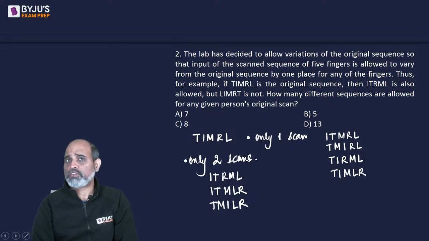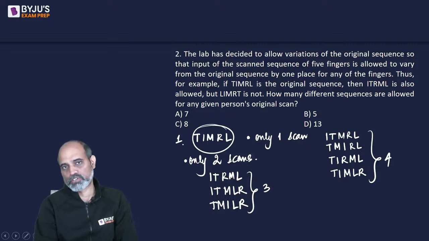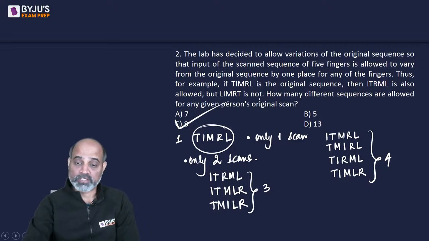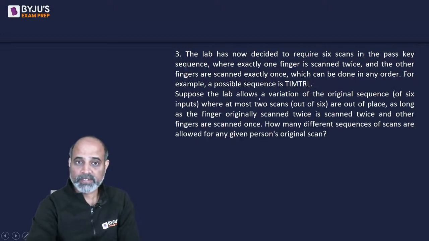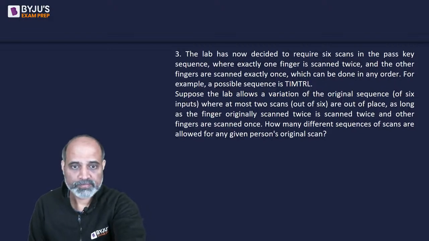Now since there are only 5 letters, we can't have 3 pairs of interchanges happening. So we have 3 cases here, we have 4 cases here, and then we have one case which is the original one. So total we will find it to be 8. There are 8 different sequences that are allowed for a given person's original scan. Okay? No answer from anyone?